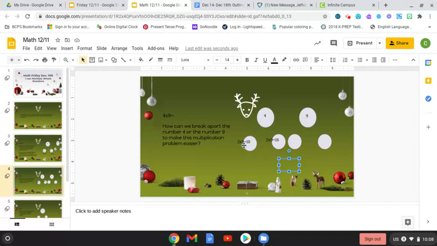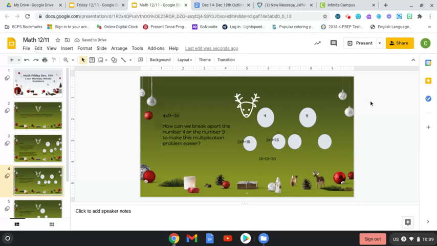So take the 4 and split it into 2 and 2. So instead of doing 4 times 9, I would do 2 times 9 and 2 times 9, which is 18. And when I put those together, 18 plus 18, I'm going to get 36. So 4 times 9 is 36.